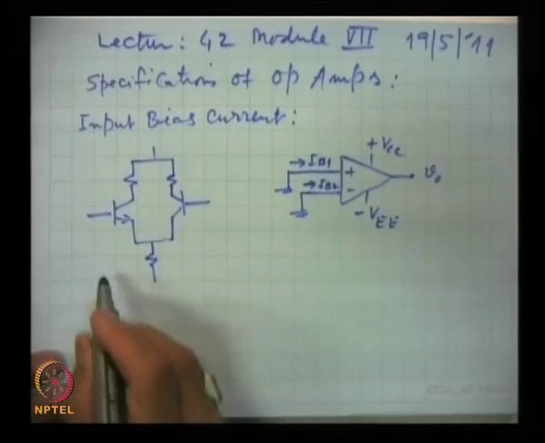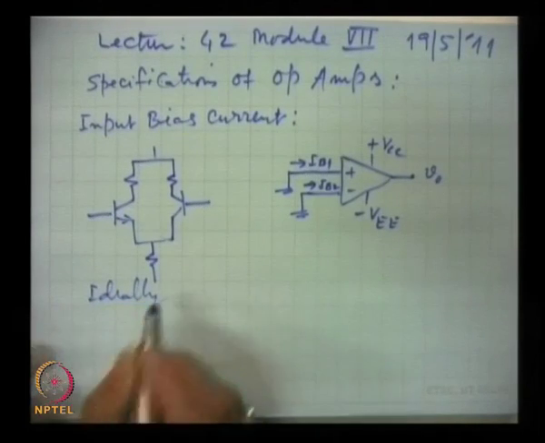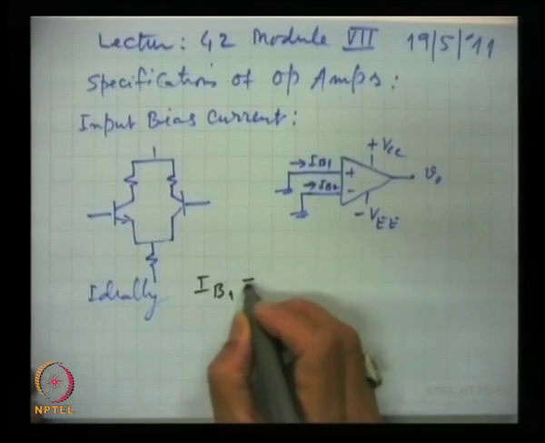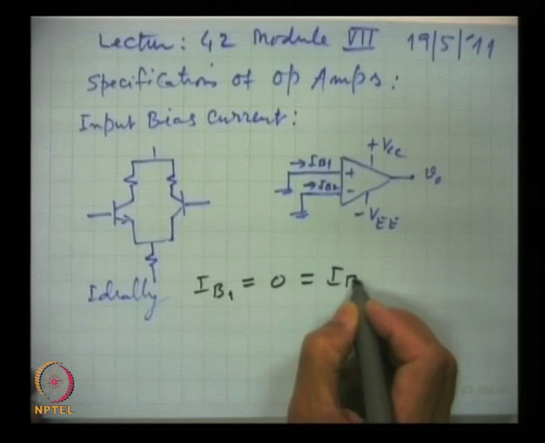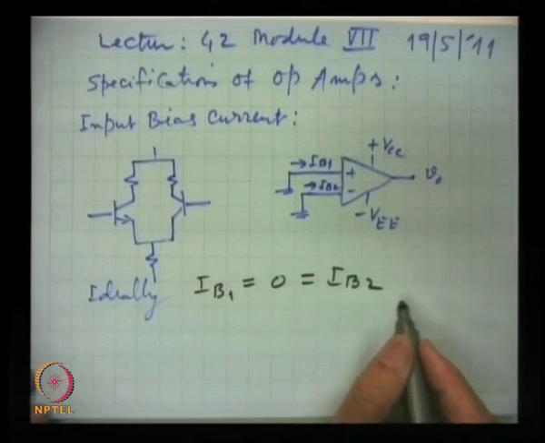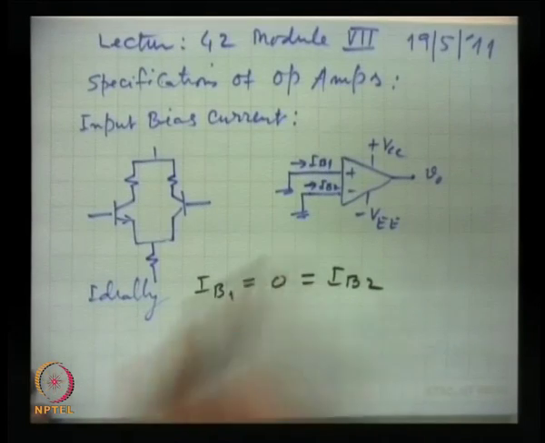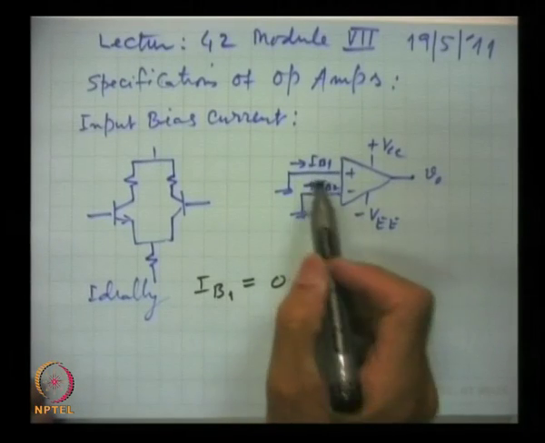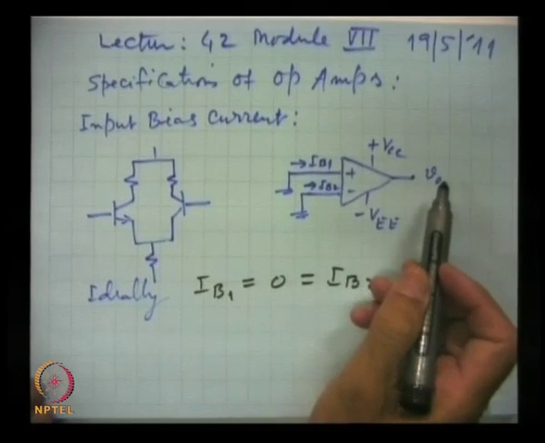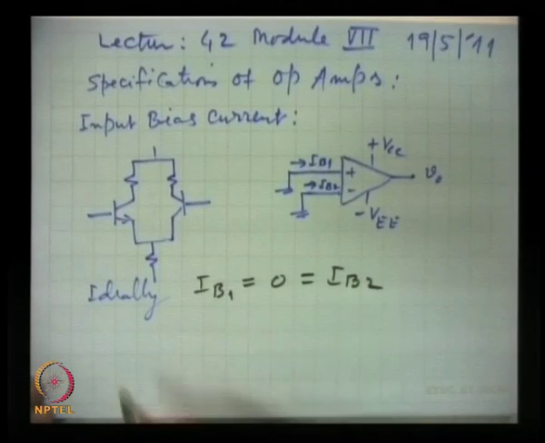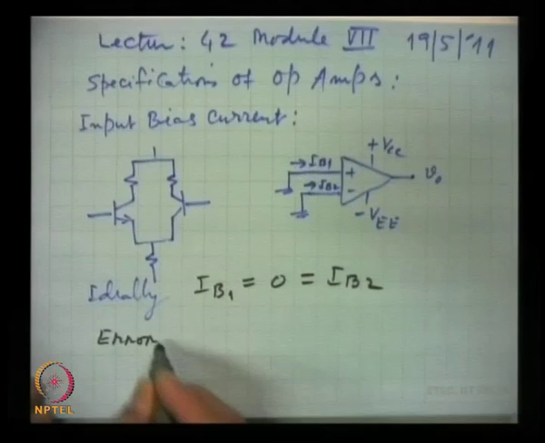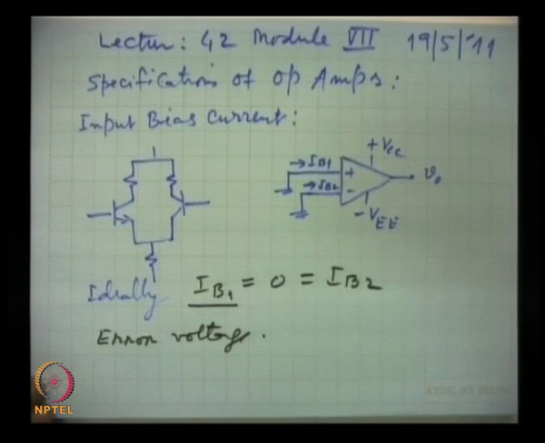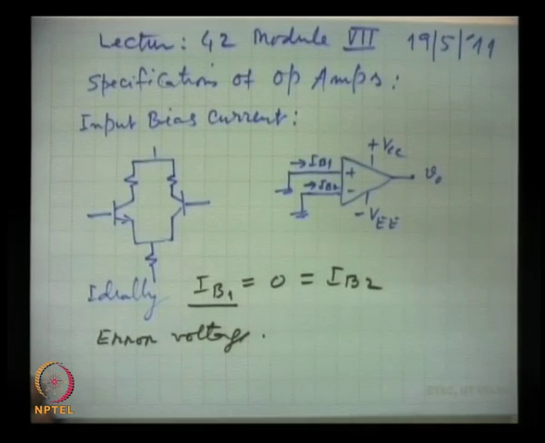Now, ideally IB1 and also IB2 are both supposed to be 0, but normally some small currents flow. These currents do exist and IB1 and IB2 are not 0. Then these currents are amplified and they produce an output voltage, which is an error voltage. And the smaller these currents IB1 and IB2, the better it is.